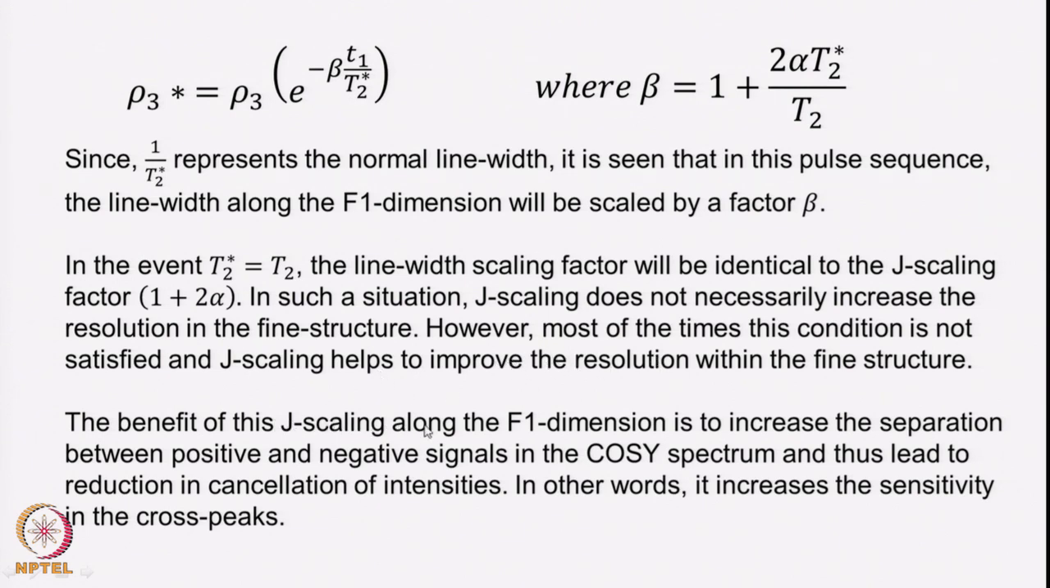The benefit of the J scaling along the F1 dimension is to increase the separation between positive and negative signals in the COSY spectrum, and thus lead to reduction in the cancellation of the intensities. Remember, in the COSY, the cross peaks will have plus minus character, and they would tend to cancel their intensities in the event of insufficient resolution. Therefore, if you are able to increase the separation, then cancellation will be reduced and that can increase the sensitivity of the cross peaks.